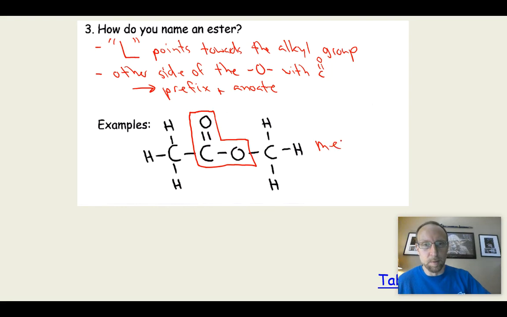All right, so one carbon alkyl group. And then we go to the other side of that central O, breaking up the chain with the double O on it. 2 carbons. Don't forget about the C inside the functional group. That would be eth. And then these all end in oate.